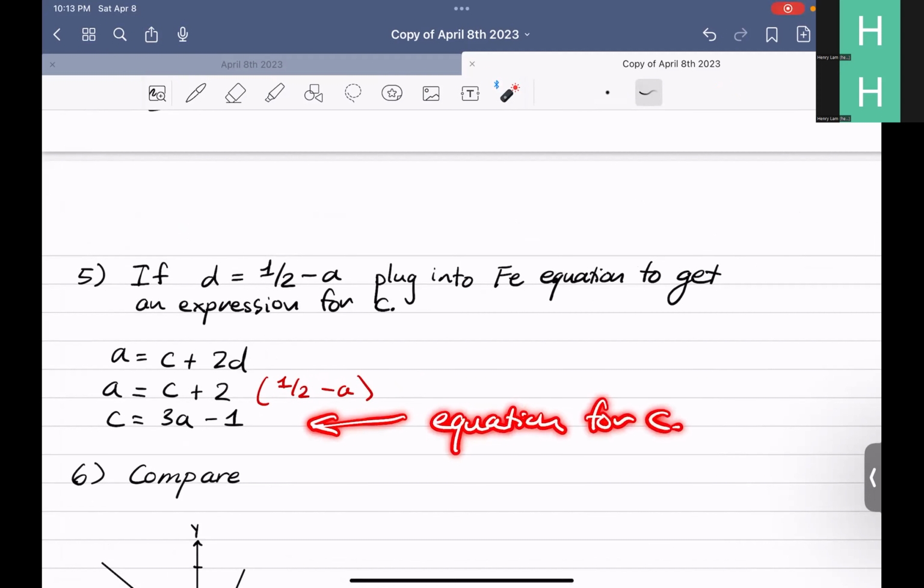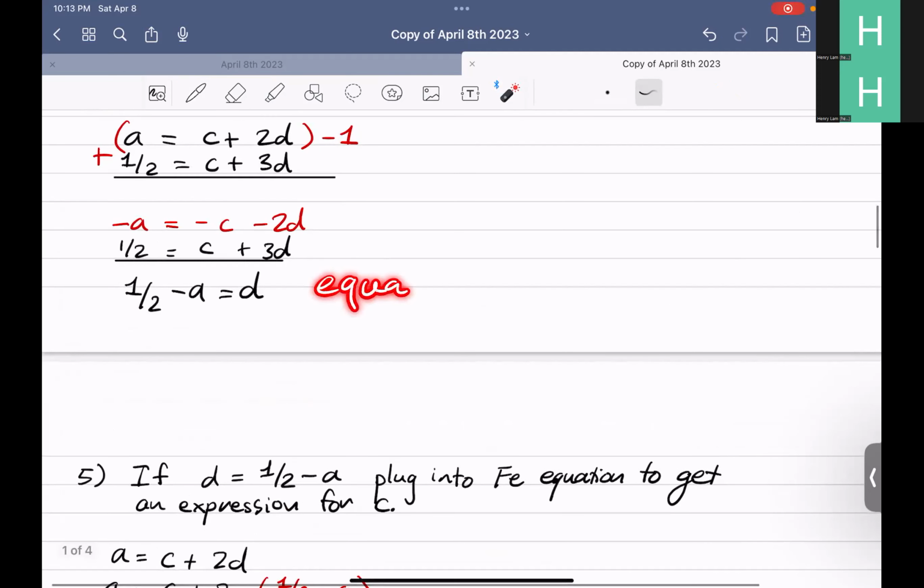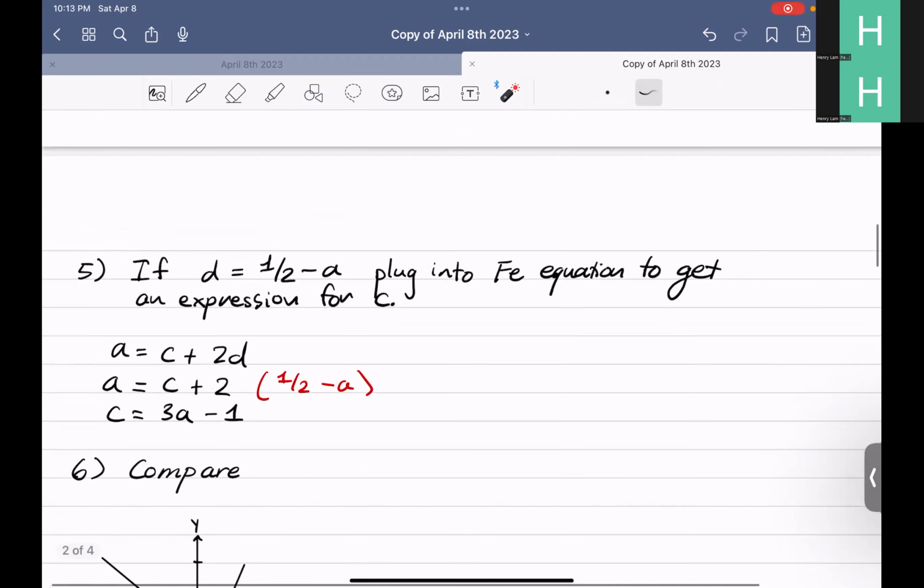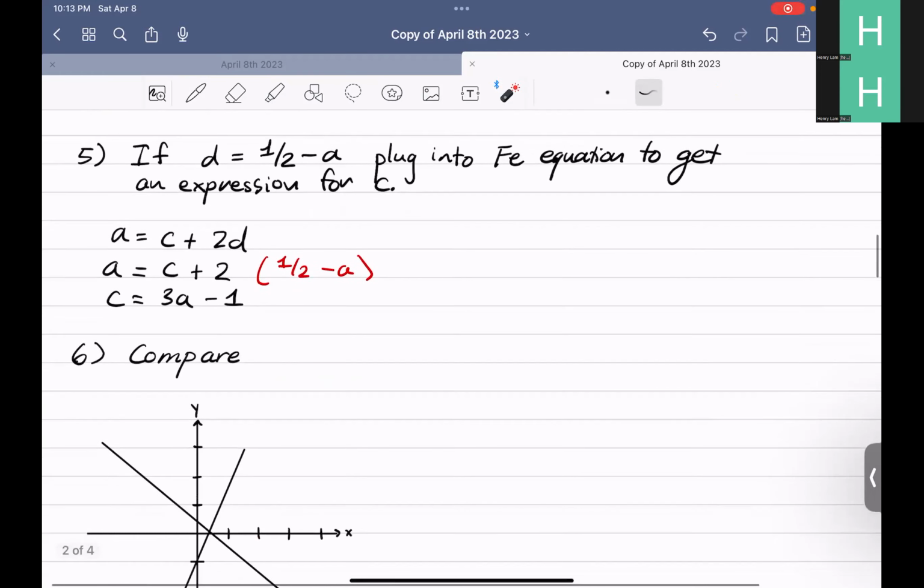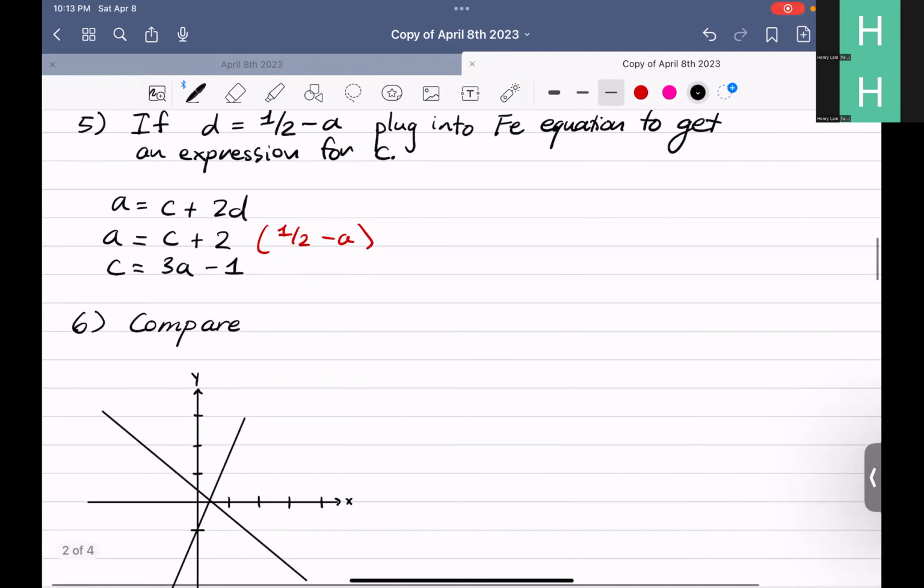I have found an expression or an equation for C and an equation for D right here. So what am I going to do? And these equations are in terms of A. So I'm going to compare both equations. I'm going to compare D is equal to negative A plus 1/2. And I'm going to compare C, which is 3A minus 1/2. So I'm going to compare these two equations to one another. Okay, I'm going to compare them.